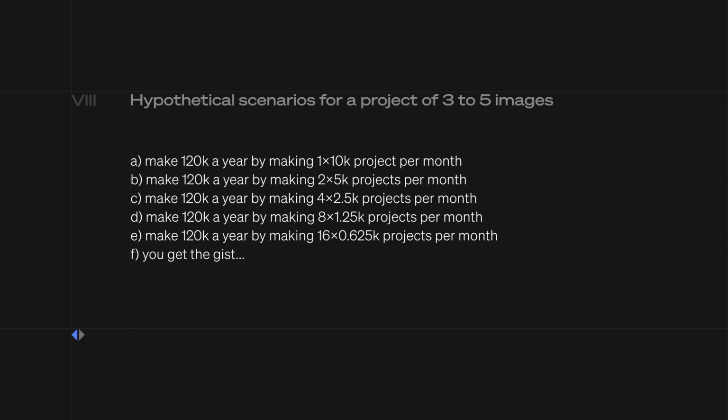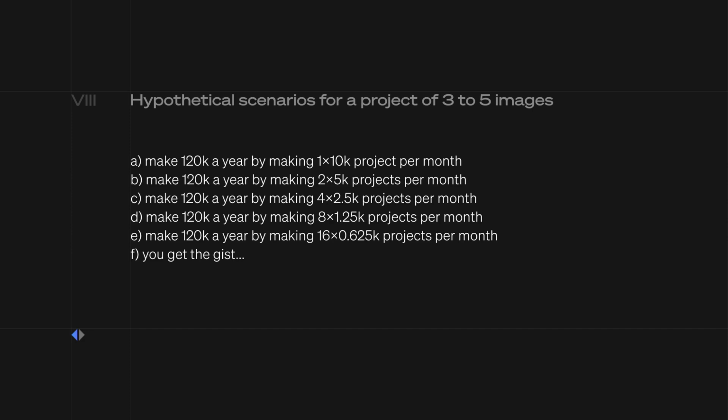Scenario C, make 120K a year by making 4 times 2.5K project per month, meaning you would charge 2.5K for 3 to 5 images, so we're already under 1,000 euro for an image, working on 48 projects in a year. Scenario D, make 120K a year by making 8 times 1.25K project per month, meaning you would charge 1.25K for 3 to 5 images. So here we are at like $400 per image, working on 96 projects in the year.